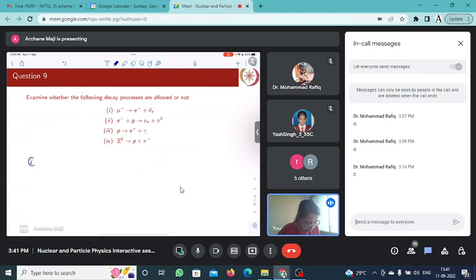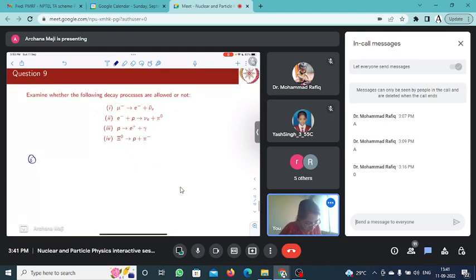Now these questions also I would request you to answer. Examine whether the following decay processes are allowed or not. So you tell me. Will it be allowed? And if not allowed, then which particular thing is being violated? Is it baryon number, lepton number, or charge? Or because of energetic reason.